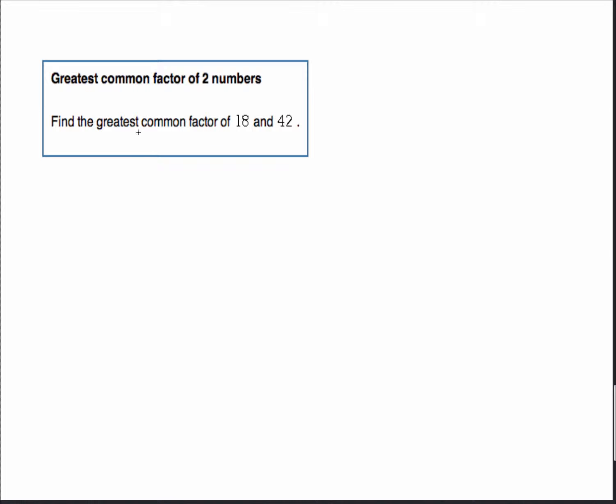Hello. So we're going to do this problem. It's finding the greatest common factor of two numbers. So it says find the greatest common factor of two numbers. It's really important to know what is meant by factor and by greatest. When we say greatest, what we mean is we want the largest factor, whatever that might be.